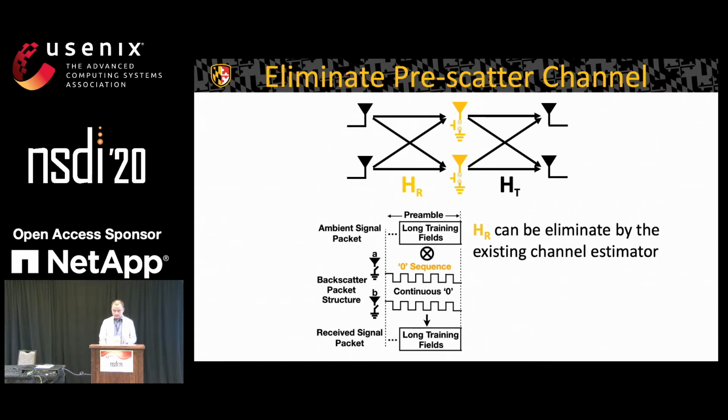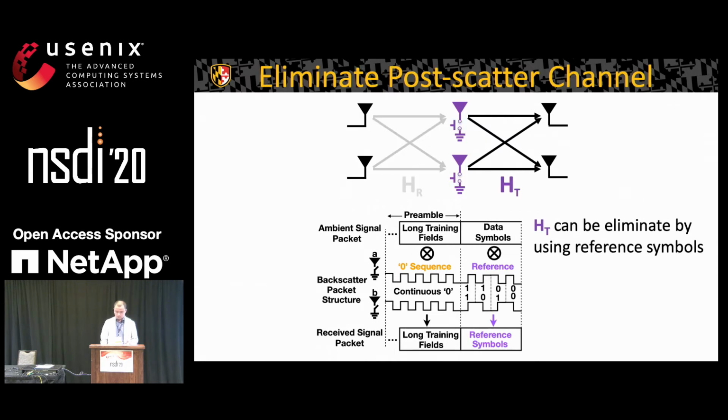The backscatter tag first transmits a 0 sequence during the ambient signal's long training field. It doesn't embed any backscatter data into the long training field. Therefore, the receiver can leverage its own channel estimation and equalization model to estimate the channel response. The estimation result will eliminate the pre-scatter channel.